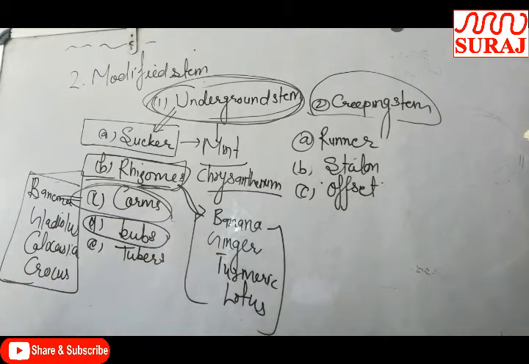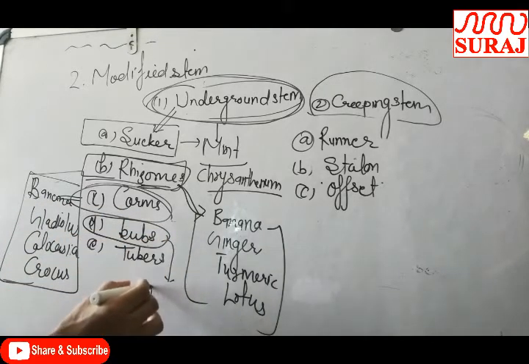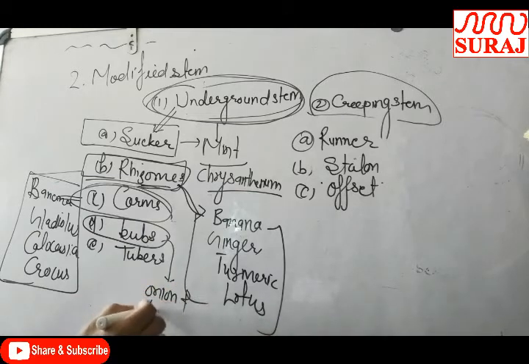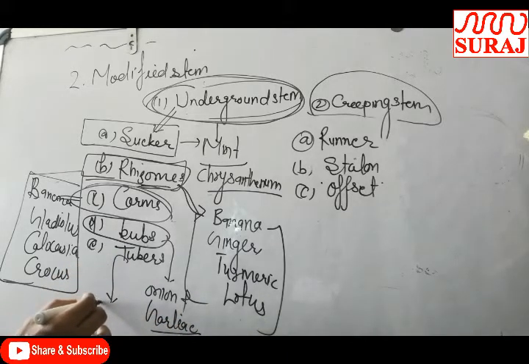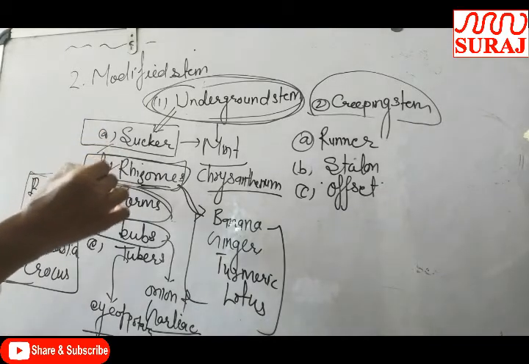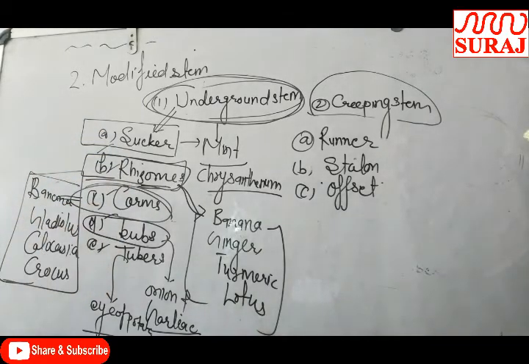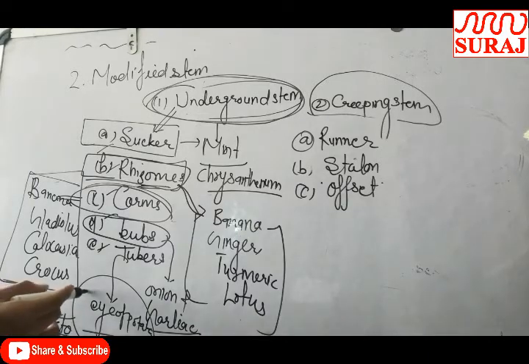Fourth is bulbs. Bulbs are present in onion and garlic. And tuber, these are also known as eyes of the potato, and under favorable conditions all these modified stems produce new plants. Tubers are also known as eyes of the potato, and the potato crop is grown by the tuber, not any seed.